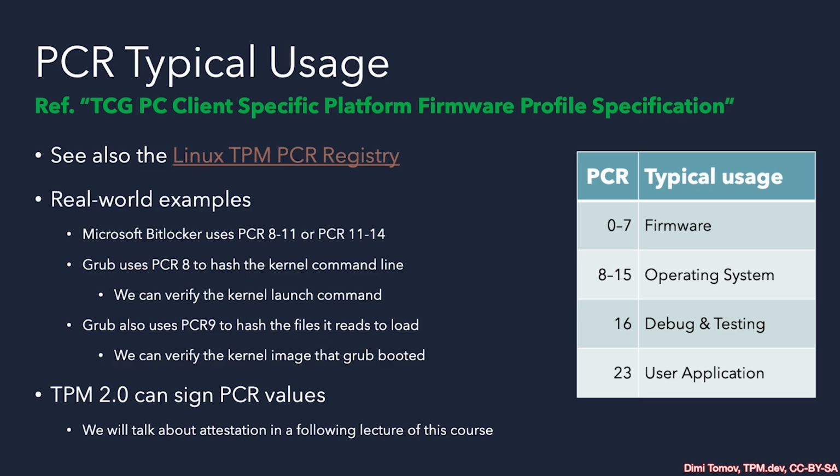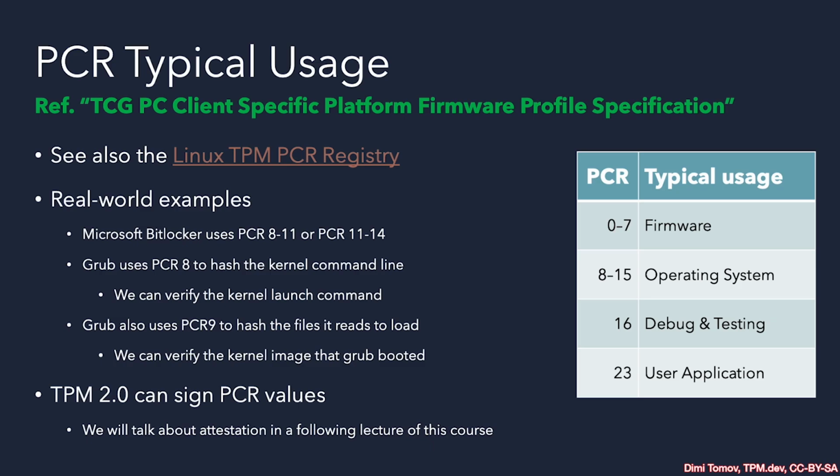Microsoft's solution for disk encryption and protection of the operating system uses PCRs 8 to 11 or 11 to 14, depending on the version. The popular Linux bootloader GRUB uses PCR 8 to hash the kernel command line, and this way it can verify the kernel launch command. Then it further extends the kernel image that is going to load in PCR 9. This means that once the Linux kernel has booted, it can verify the state of the system and see if it's genuine and should continue forward.